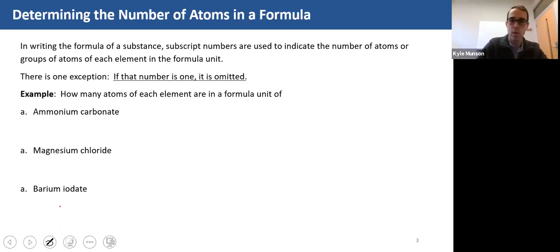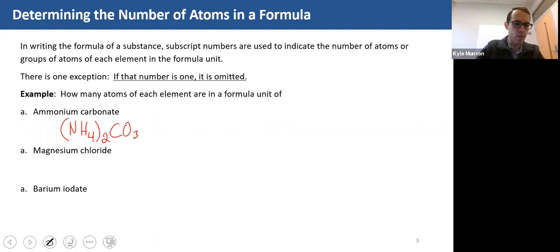You can look at your table of polyatomic ions for this, but the formula for ammonium carbonate is (NH4)2CO3. And you can go back to our chapter on naming these ionic compounds to figure out how I got that if you're confused. But this is the formula of ammonium carbonate, so an ammonium ion and a carbonate ion. And we want to figure out how many atoms of each element we have in this formula unit.